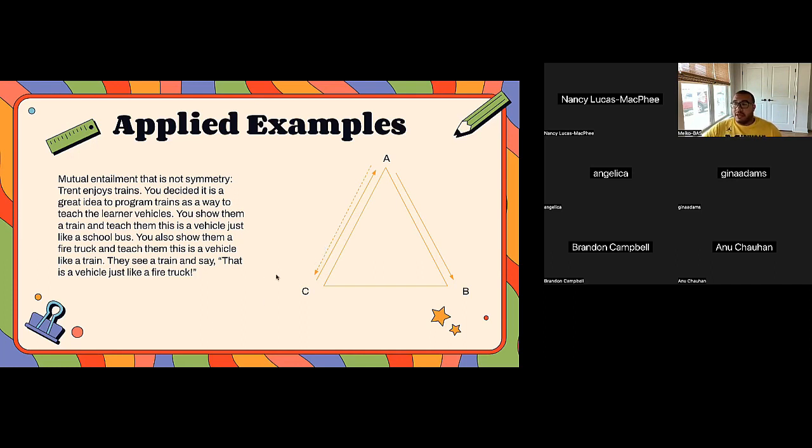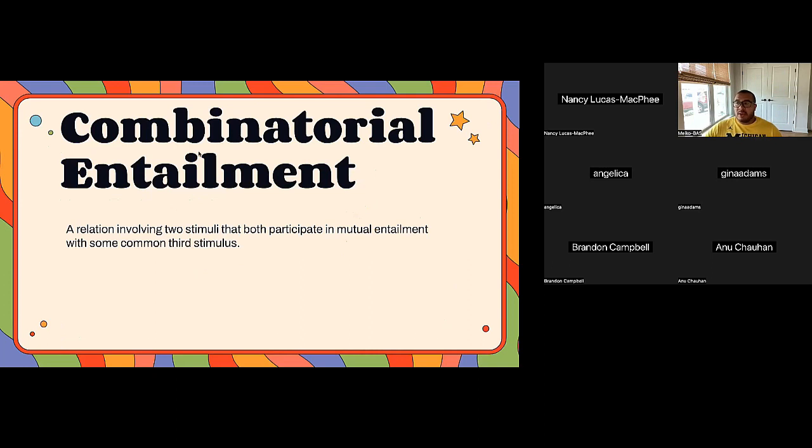All right, let's do it. Combinatorial, again, root words: combo, entailment. Combo means two. If I go and get a combo, it's going to come with multiple things. That's what you're looking for. We're looking for two mutual entailments, that's it, with a common third.